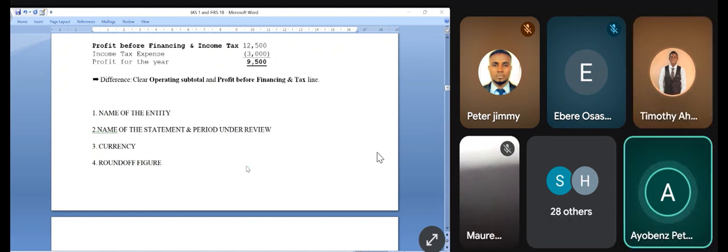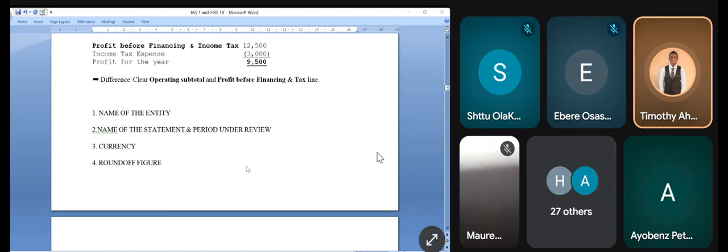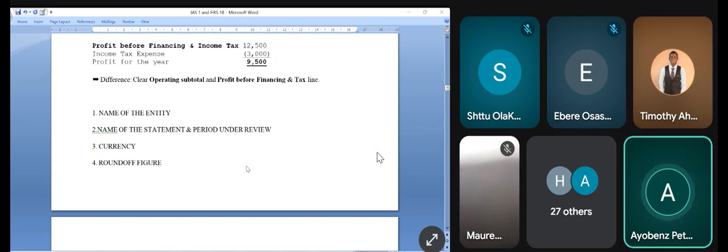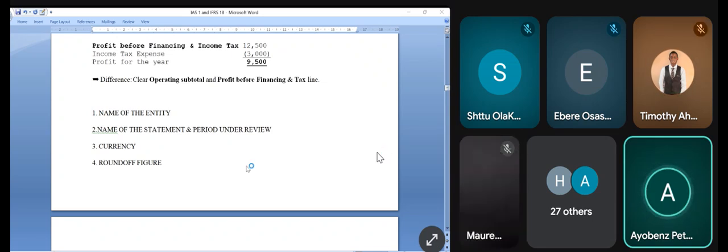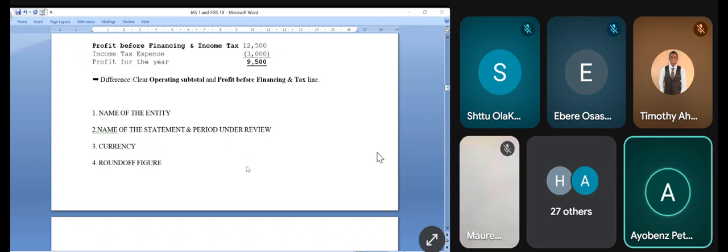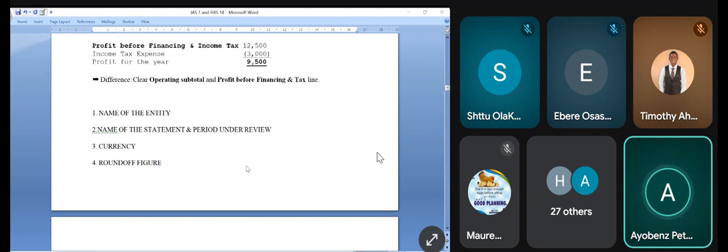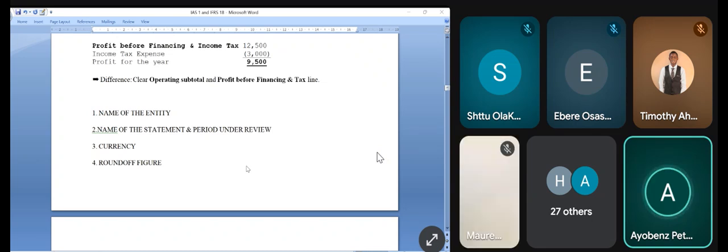Did you follow us from the beginning? Yes, sir. Now, let me buttress a bit. Please, you can mute your mics. Now, let me buttress the reason why they put this profit before financing and income tax. I told you that IFRS 18, the headline is presentation and disclosure. The presentation talks about the structure, what the new structure in the statement of profit or loss is, where we have operating, investing, and financing. And also, that talks about the structure.